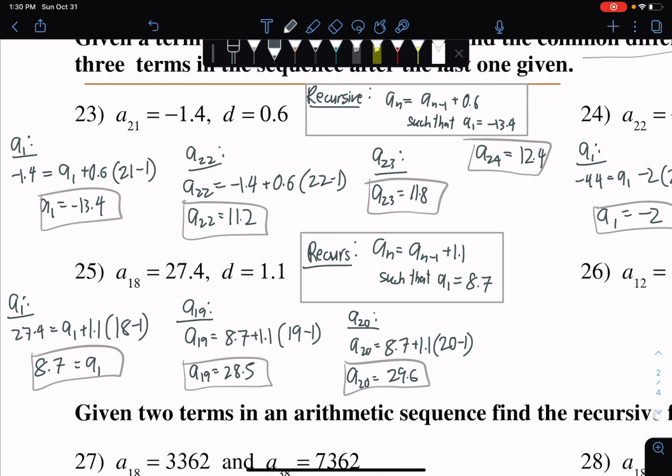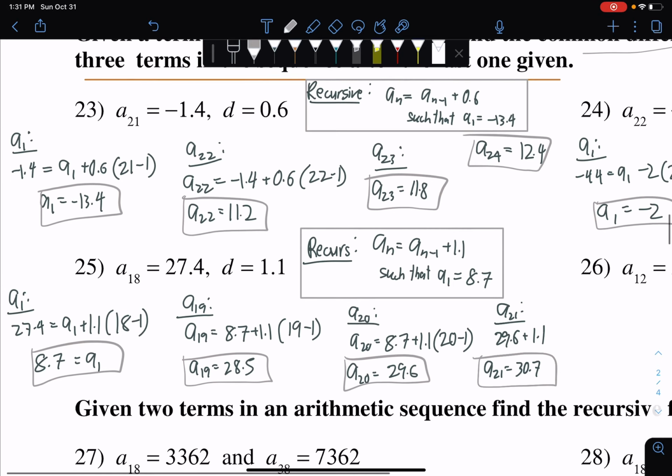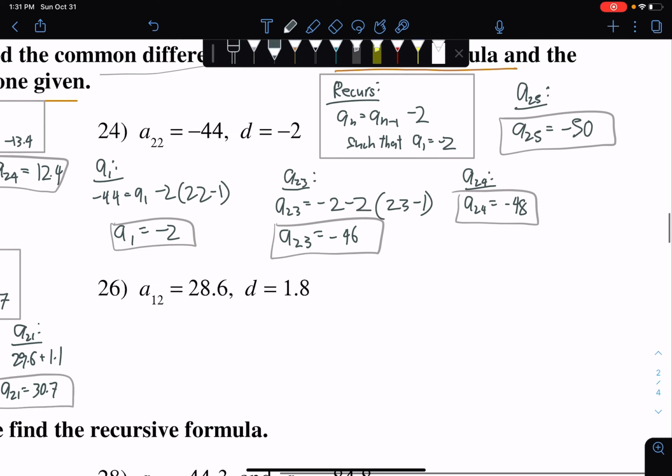For our last term, a sub 21, basically we just add 29.6 and the common difference 1.1. Our answer would be 30.7. Alright, let's go to number 26. Find a sub 1, a sub 12, which is 28.6, is equal to a sub 1 plus 1.8 times the quantity 12 minus 1.